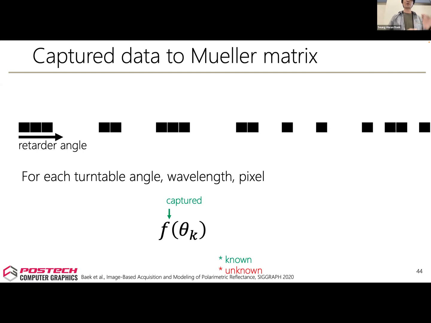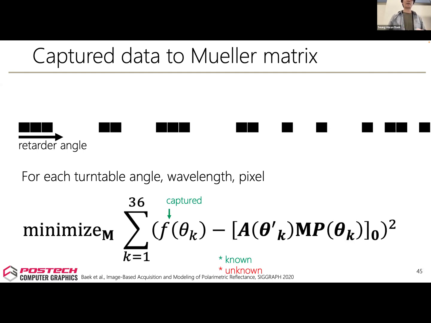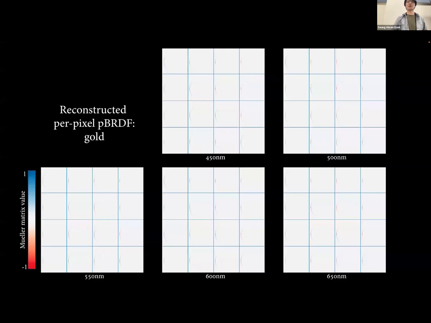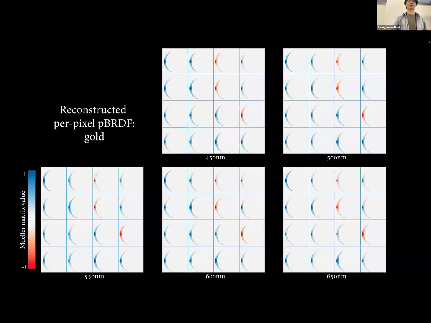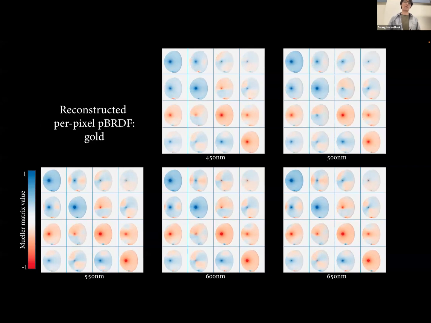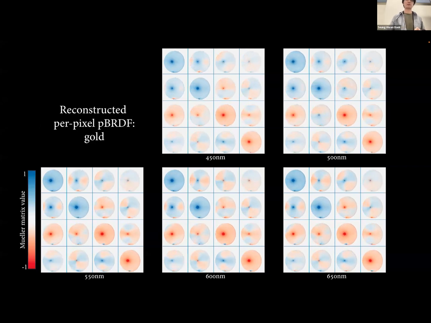Then what we do is, we know this observation F, and what we don't know is the PBRDF of this single pixel, and we know the Mueller matrices of the analyzing optics, which is the combination of the polarizer and the retarder. We know the Mueller matrix of the polarizing optics, also the combination of the linear polarizer and the quarter waveplate. Then we solve this optimization with least squares. Then what you get is the reconstructed PBRDF for this gauge sphere element that looks like this.